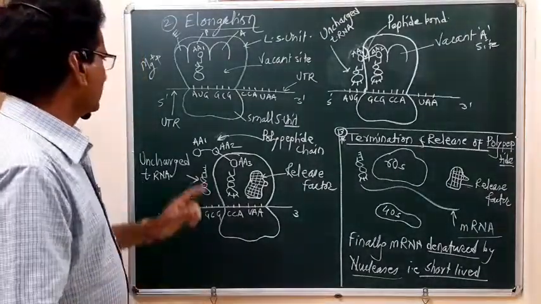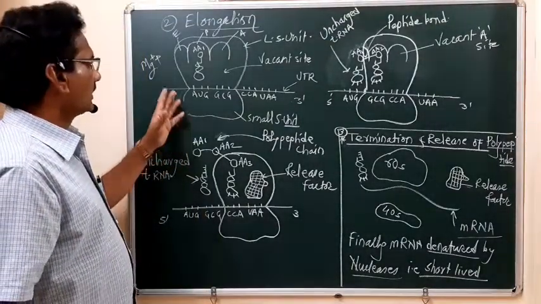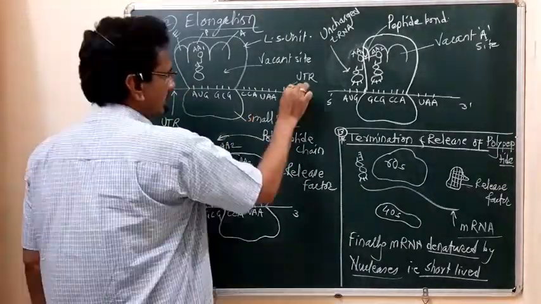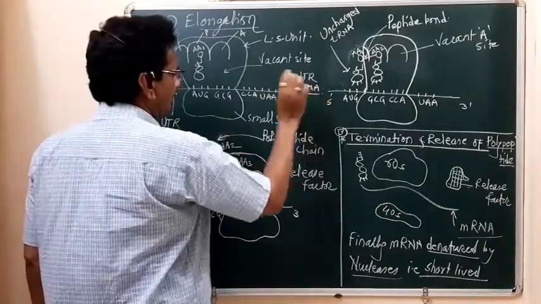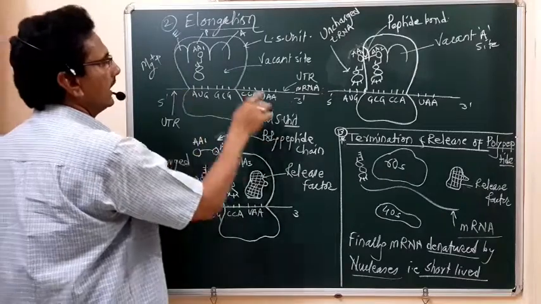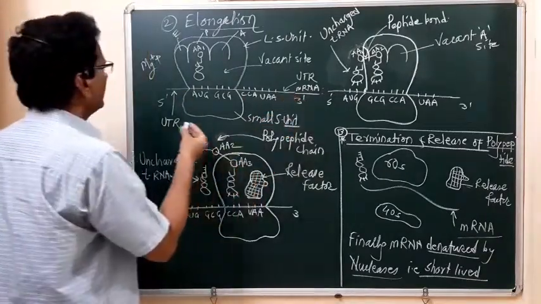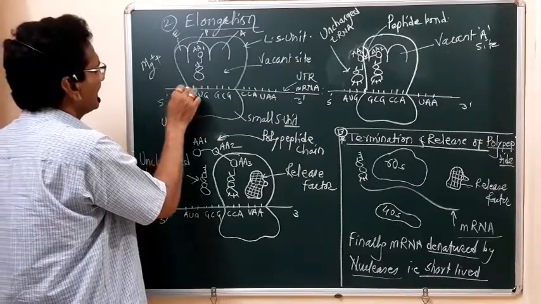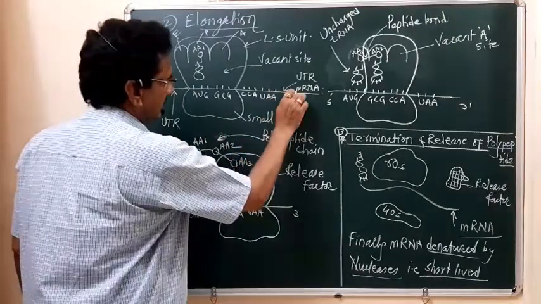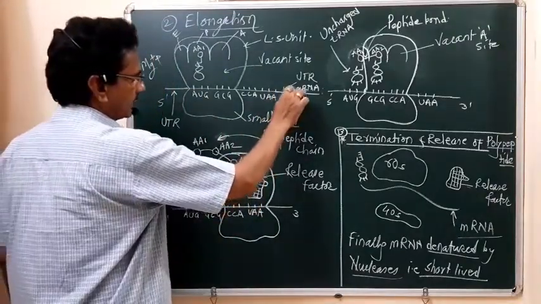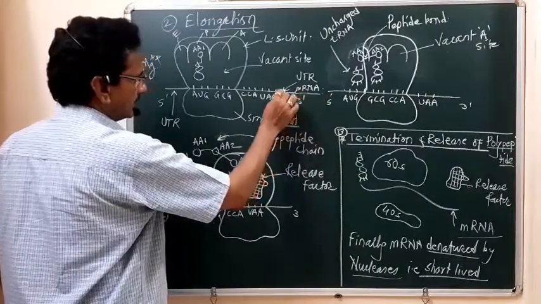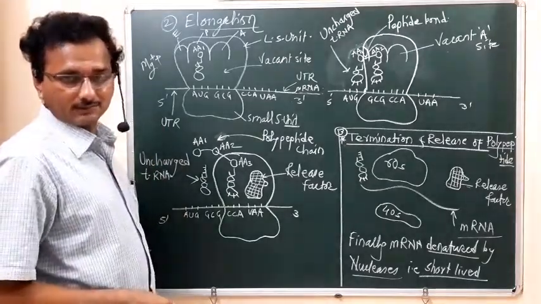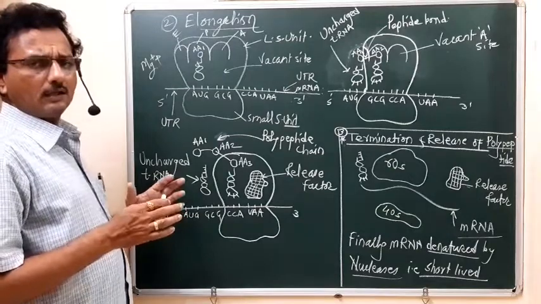Okay, so we have seen the initiation step in the previous lecture. This is the mRNA, and this mRNA has the 5' end and this is the 3' end. But at the 5' end, just after that, this region and this region are exposed. Okay, this region is exposed, no doubt. This region is called the UTR region, meaning untranslated region. So that region does not undergo translation.